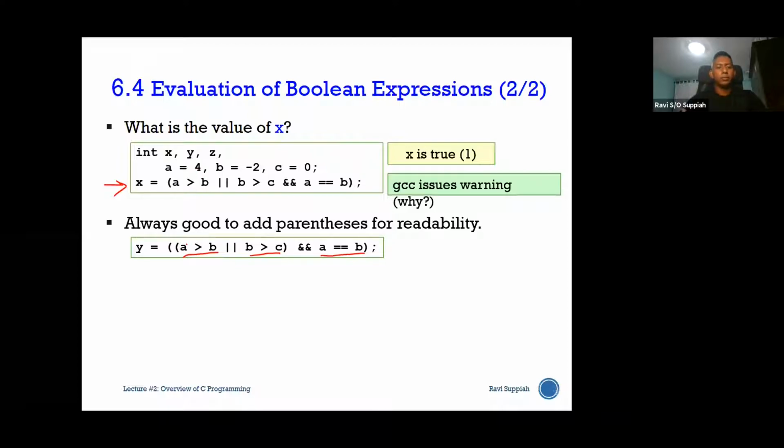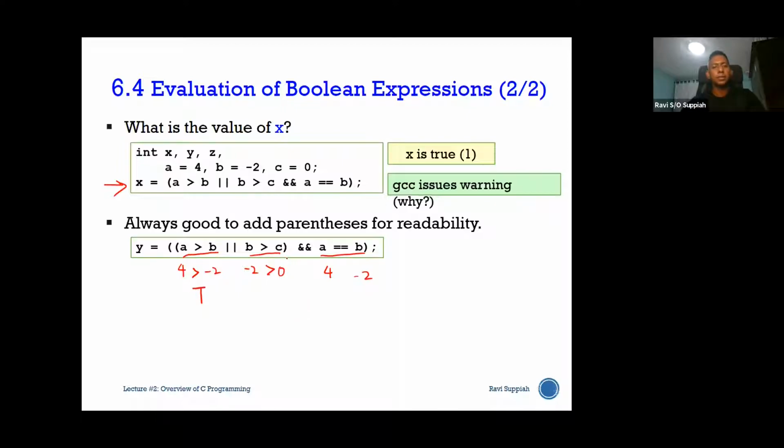So what is A? A is 4. Let me put the values here. B is -2, and C is 0. A is 4, and B is -2. So if I do it this way, what happens? A greater than B: 4 greater than -2. Is 4 greater than -2? Yes. So this is true.